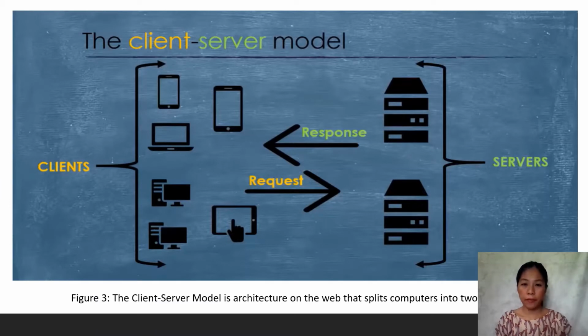To understand it further, let us take a look at this diagram. This diagram shows the client-server model. The client-server model is an architecture on the web that splits computers into two sections. This is one section here, and this is another section here. This section is called clients, since these are the computers that make requests to the server. And this section is called the servers, since they are the ones who respond to the requests of the clients.